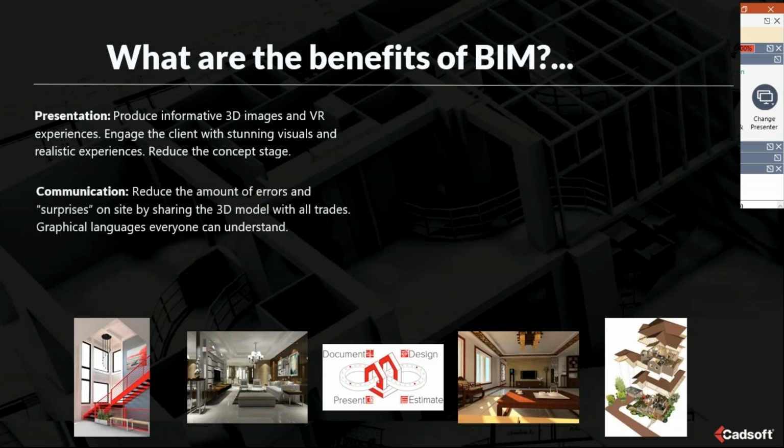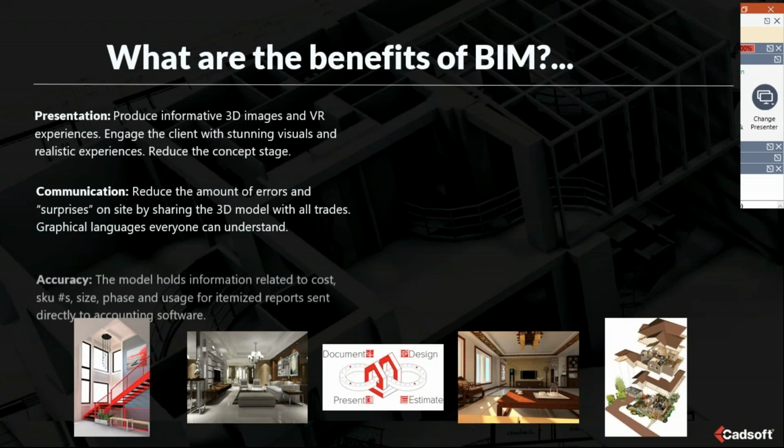Communication. When you're communicating with a BIM model, you should be reducing the amount of errors and surprises on site, because it's a graphical language and you're all working in the same BIM model. There aren't any of those surprises on site. You're not walking on site and finding out that whoever was doing the HVAC work cut a big hole in one of your structural beams because they needed to run ductwork. Those things shouldn't happen anymore. Everyone should be coordinated and be able to see everything about the model. So you're saving time and efficiency on site as well.